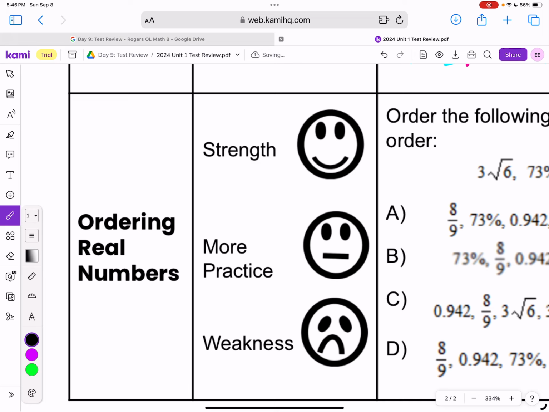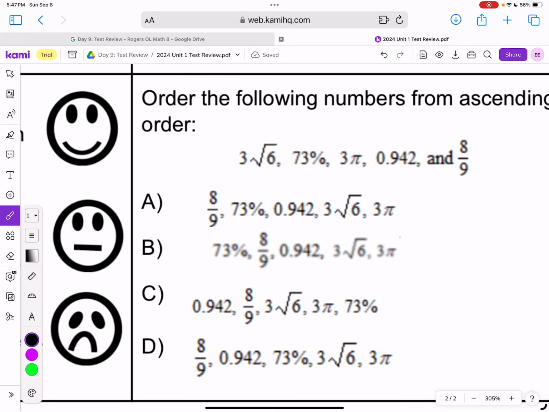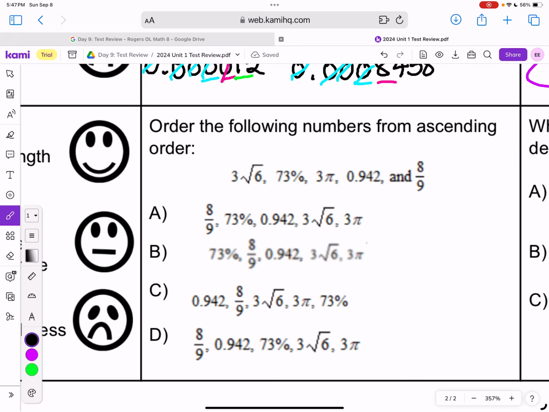Okay, so it says to put the following numbers in ascending order. So remember ascending like a plane. If it's going up in the air, it's going from the least amount of feet up to the greatest amount. So smallest to biggest. So let's take a look. If I put these in my calculator, this is about 7.3. This one is 0.73. This one is 9.4.